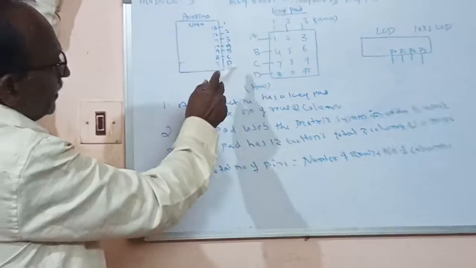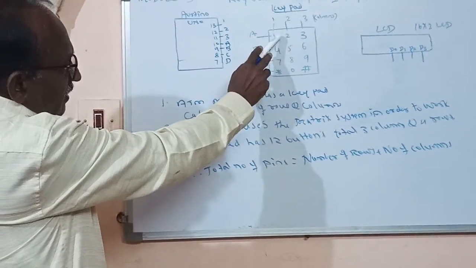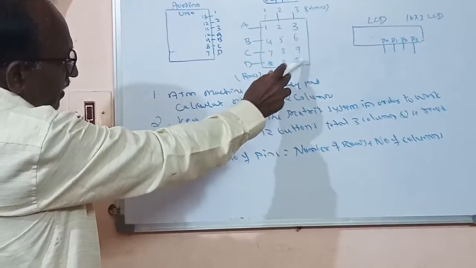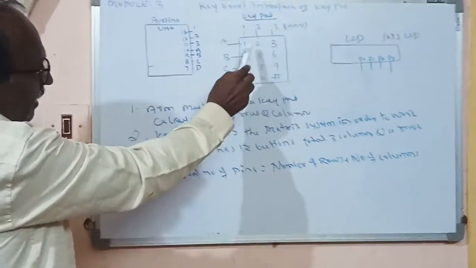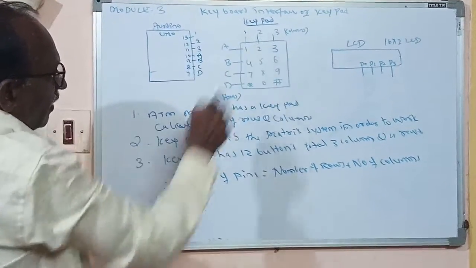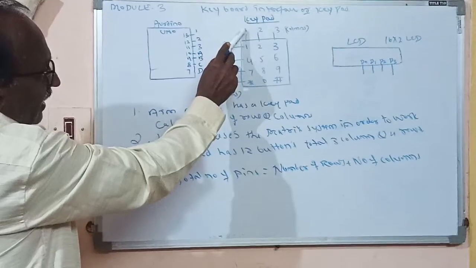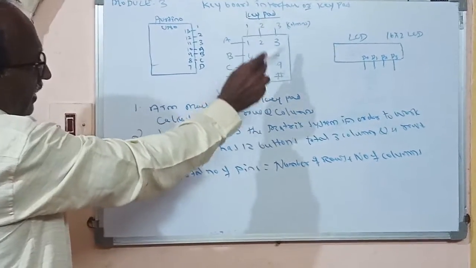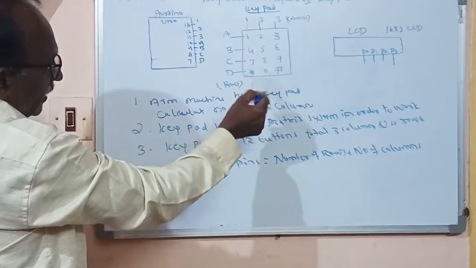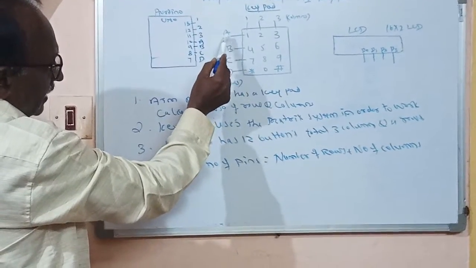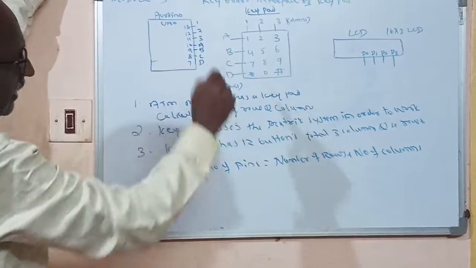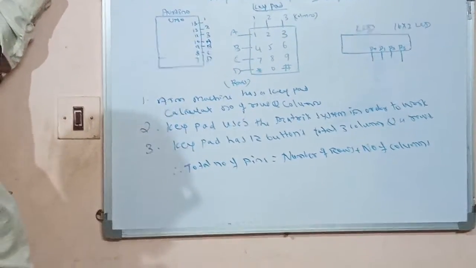See, you can observe this keypad. It has 1, 2, 3, 4, 5, 6, 7, 8, 9, star, 0 and hash. Total number of rows and columns: there are 3 columns, which I am declaring as 1, 2 and 3. Similarly there are 4 rows, which I am declaring as A, B, C and D. This is the keypad information, the number of rows and the number of columns.